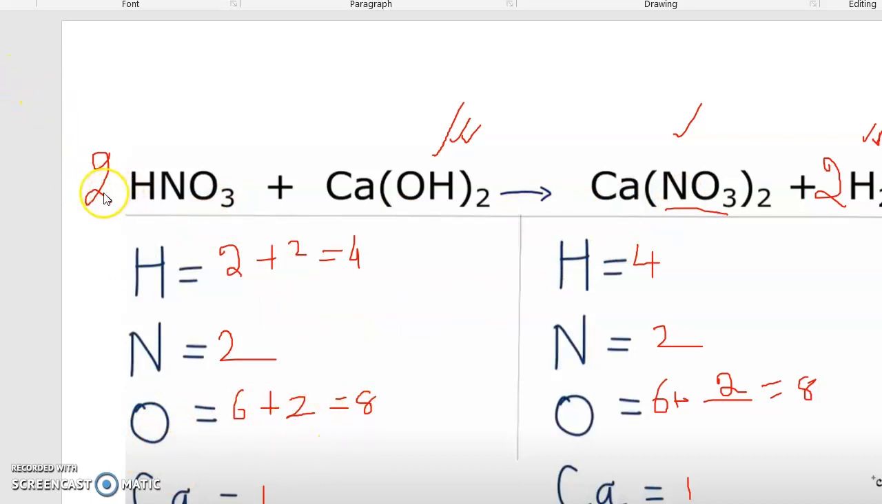On the left hand side, oxygen: 3 twos are 6 oxygen in HNO3, and OH twice, O is present 2 times. So 6 plus 2, 8. In NO3 twice, O3 twice, 3 twos are 6 oxygen, and in water you have 2 oxygen. 6 plus 2, 8. Oxygen balanced. Calcium, here also 1, here also 1. Calcium is also balanced.